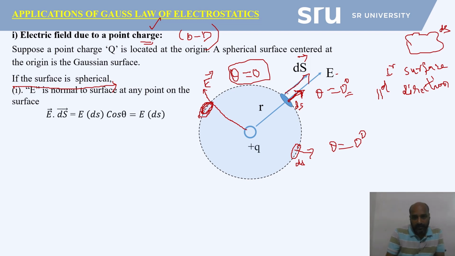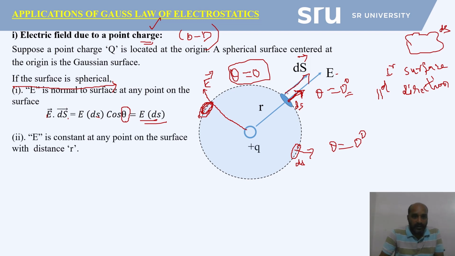If you explain that mathematically, E dot ds is equal to what? E ds cos theta. Here theta is 0, so E ds. And the second point that we need to notice is E will be constant at any point on the surface, because the distance will be the same anywhere, because it is a spherical surface. R will be the same.